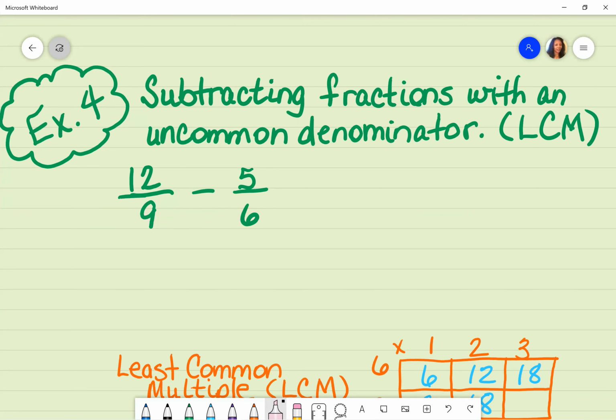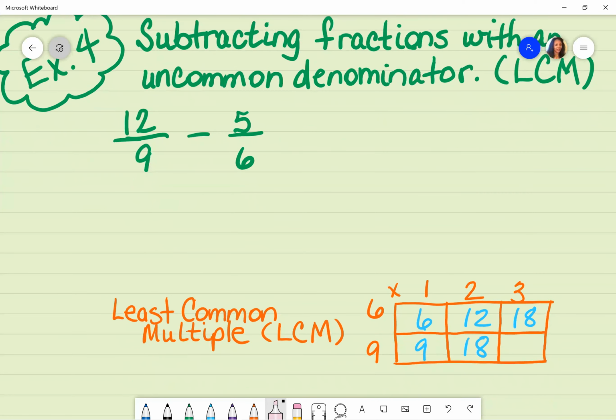So if I'm using my least common multiple, what I want to do is set up a table, which I showed here. LCM, you will see that in directions sometimes, means least common multiple. All right, so I have a 6 in my second fraction as a denominator, so that's what I'm using here. And I have a 9 in my first fraction, so that's what I'm using here. I'm setting up a table. I want to multiply each one of those numbers by 1, 2, 3. Sometimes you can go on even further, but I know 3 is big enough.